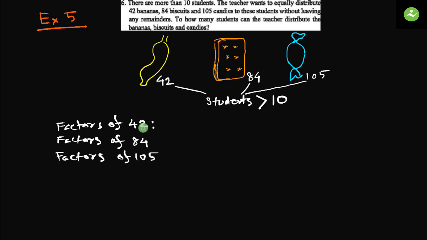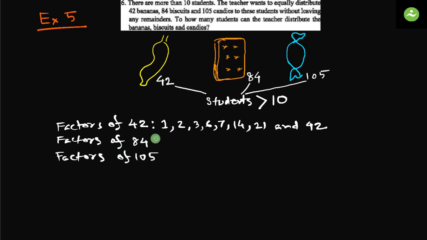Factors of 42. Which are the factors of 42? The numbers that divides 42 without any remainder. 1 is a factor of 42, 2 is a factor of 42. What are others? 3, 6, 7, 14, 21, and 42.